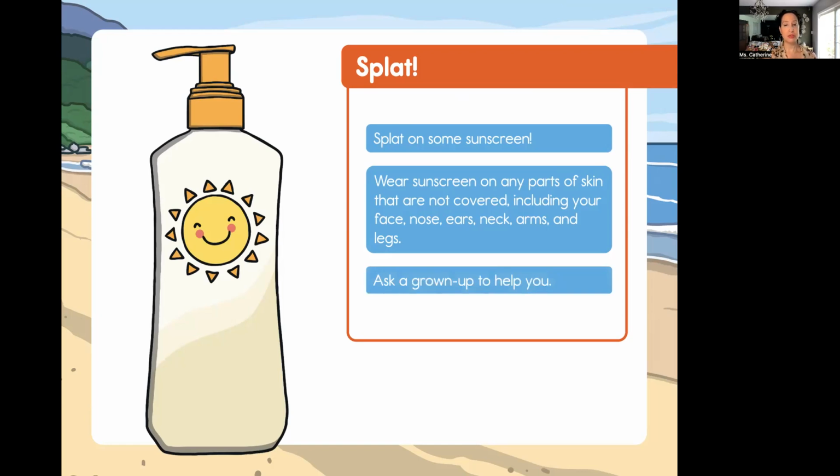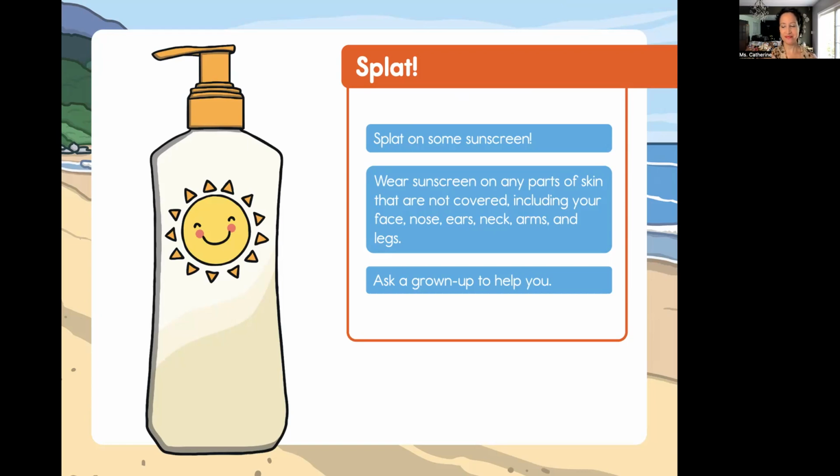So ask a grown-up to help you. Now, if you are already a grown-up, an adult, you can ask maybe your child or another grown-up to help you to splat on some sunscreen. So you're probably wondering, what does splat mean? So splat is actually a sound. You're squeezing a bottle, and think of even ketchup. You're like splat, it makes a funny noise out of the bottle. So it's just squishing and we are putting on our body or on our food. But in this case, we're splatting on sunscreen.